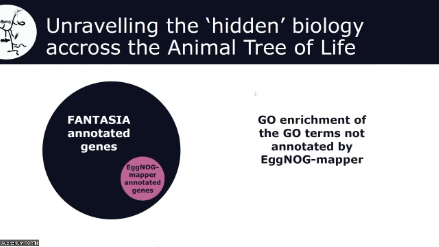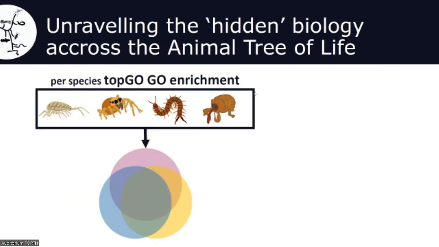So we have our genes that have been annotated, and only these ones were annotated based on homology. So we perform a gene ontology enrichment of the genes that were not annotated by homology compared to the background. We did it per species using a software called TopGO, which takes into account the topology of the gene ontology.